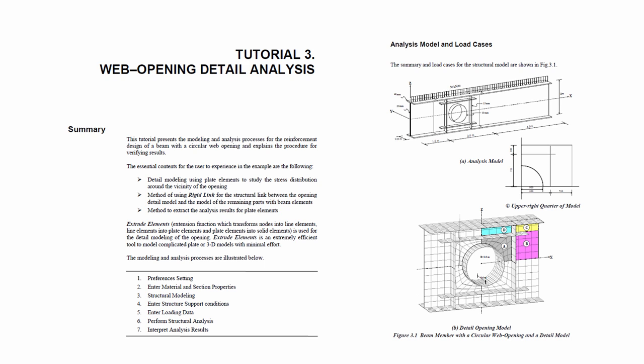Then I'll show you how to assign rigid link and how to link this detailed plate model with beam model. And finally, I'll show you a method to extract analysis result for the plate elements. And also, I'll go through the 7 steps that you can read on this page: preference setting, material and section properties, structural modeling, structure support condition, and then enter the loading data, perform the structural analysis, and interpret the analysis results. On the right, you see the analysis model that I will create. So let's go.